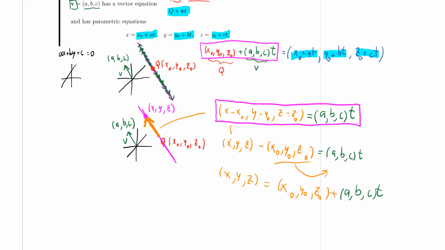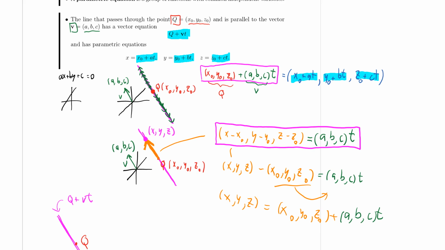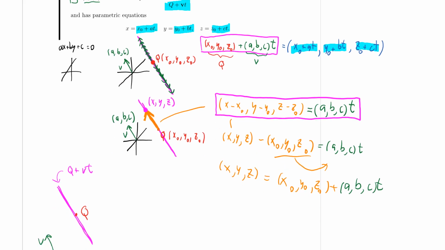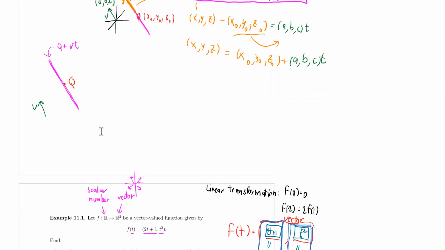Let's say I have a point in whatever dimensions, and I want a line that passes through this point and is parallel to a vector v. So basically, the equation of this line is going to be just q plus vt. So generally, this equation holds in higher dimensions as well. So for now, let's take a look at the example that we have down here.